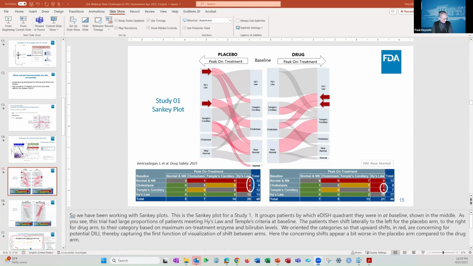I think I sort of said this. If they are in Temple's and Hy's Law at baseline, and they shift within that quadrant, yes, it sort of depends on how much they shift. Like if they came in with a bilirubin of 2.8, and now it's 17, well, they're still going to be in Hy's Law, but that's bad, and I'm going to look at that. And ALT similar. If they came with an ALT of 180 and now it's 700, we're going to look at that. So that's where that composite comes in. We're going to look at multiples of baseline.